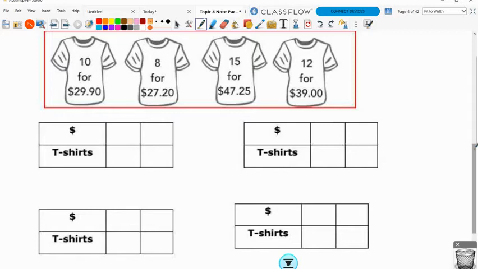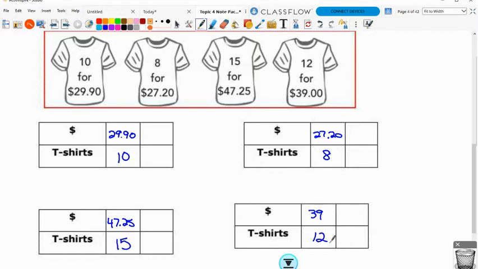In order to be able to find the best buy and the worst buy, I have to take each package and find out what its unit price is. So notice that we have 4 ratio tables where we're going to look at the dollars to the shirts. The price per shirt is what we're looking for. So I'm going to record all of my data into my tables first. I'm going to spend $29.90 for 10 shirts. Or I'm going to spend $27.20 for 8 shirts. Or I'm going to spend $47.25 for 15 shirts. Or we're going to spend $39 for 12 shirts.